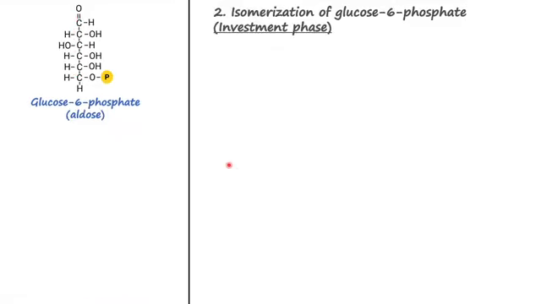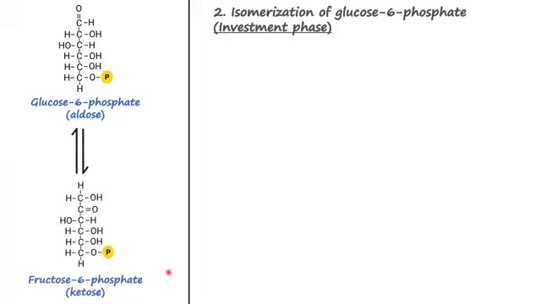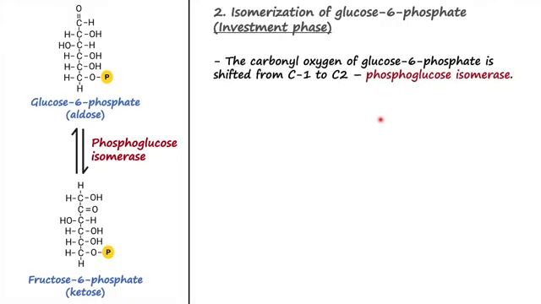Now the next step is the isomerization of glucose 6-phosphate. Glucose 6-phosphate is isomerized into fructose 6-phosphate, and the reaction is catalyzed by phosphoglucose isomerase. In this reaction, the carbonyl oxygen of glucose 6-phosphate is shifted from carbon 1 to the carbon 2 position of fructose 6-phosphate.